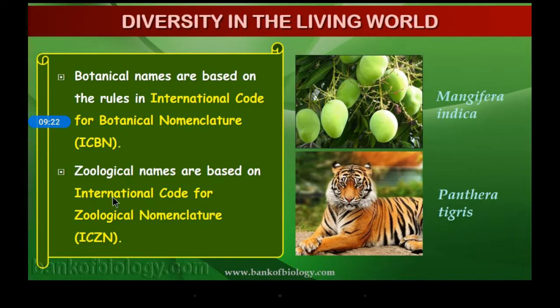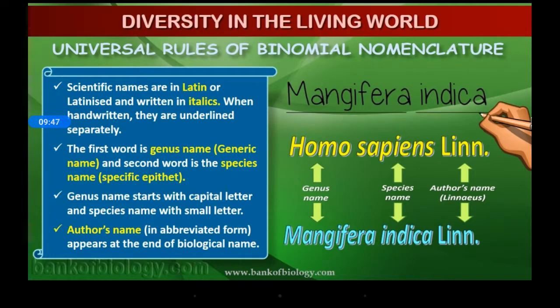Then the zoological names. Zoology means which is related to animals. Okay, so zoological names are based on the rules given in the International Code for Zoological Nomenclature, ICZN. And here is an example, that is Panthera tigris. Okay. And one important thing you need to keep in mind is the universal rules of binomial nomenclature. Who proposed binomial nomenclature, or scientific naming? That is Carolus Linnaeus.